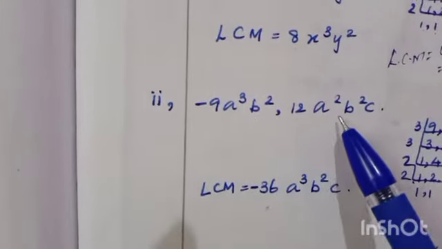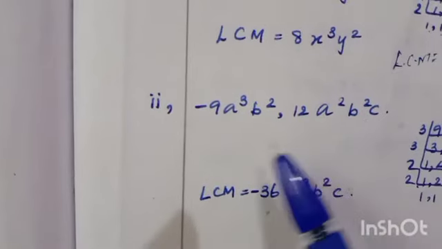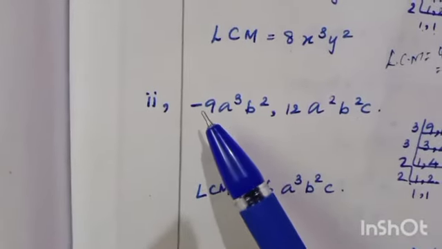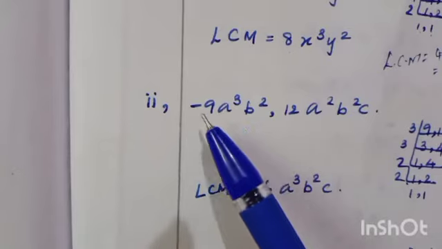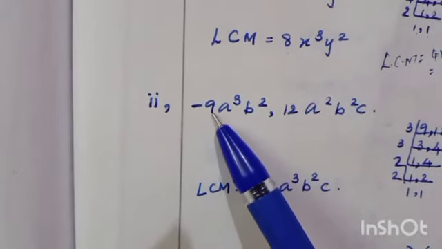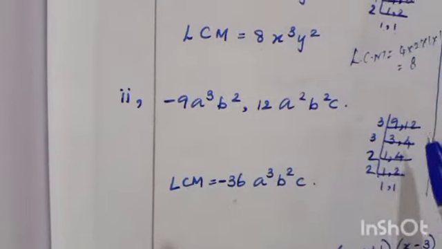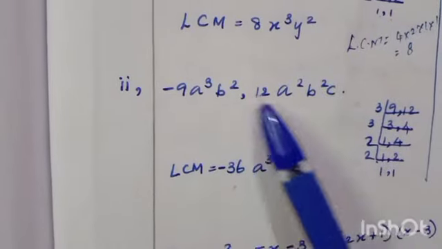The second problem: minus 9a cube b square, 12a square b square c square. Here a minus sign is there, but that is not a problem. You have to consider the coefficients without sign. So that is 9 and 12. You have to find the LCM of 9 and 12.